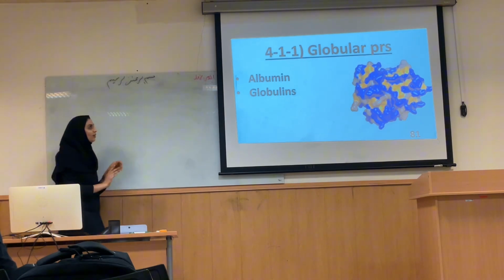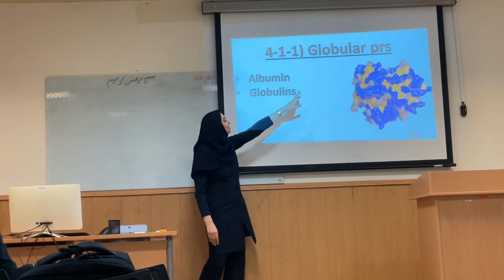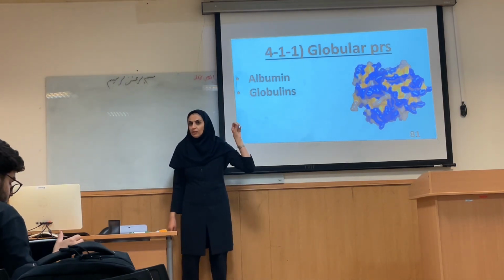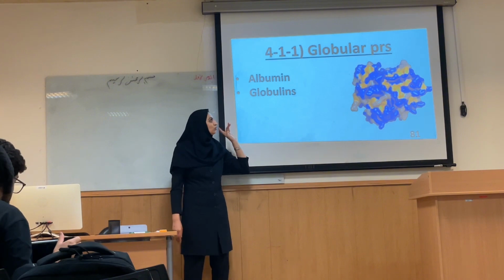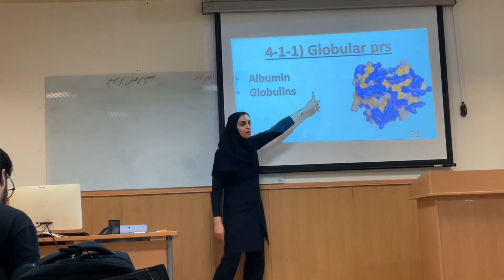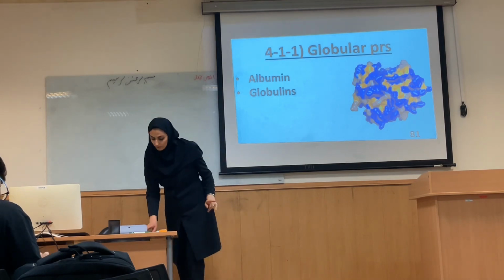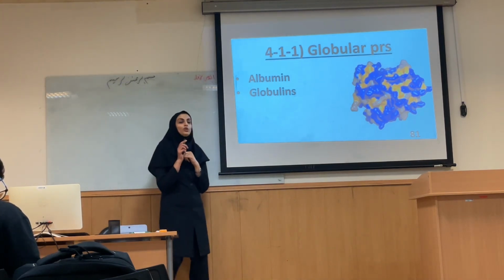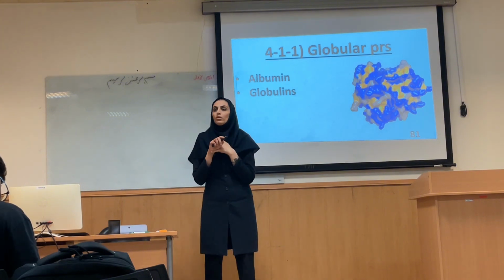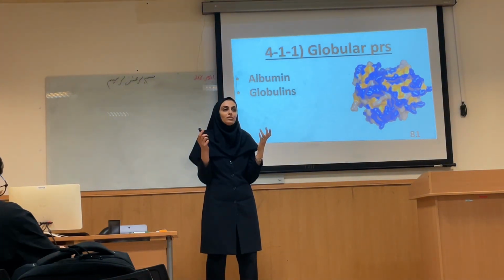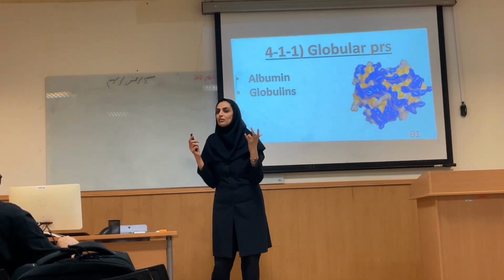Guys, at first, I want to tell you about plasma proteins. There are different classes of globulins: alpha, beta 1, beta 2, gamma. It is not important to know them, but albumin is so important. Do you know where albumin is synthesized? In which organ in our body? Albumin is synthesized in the liver.